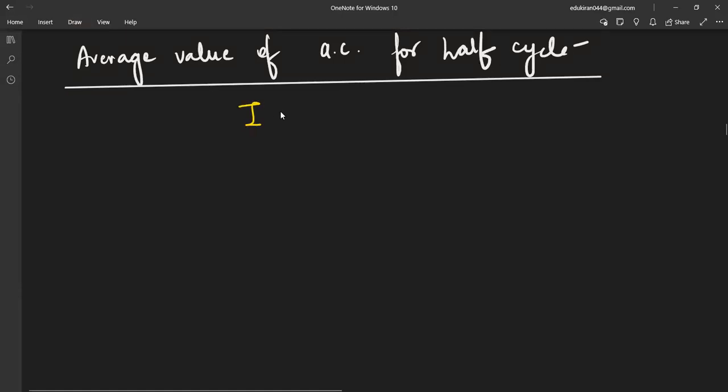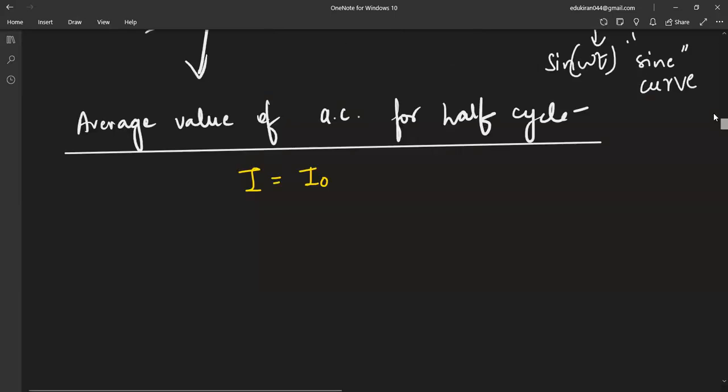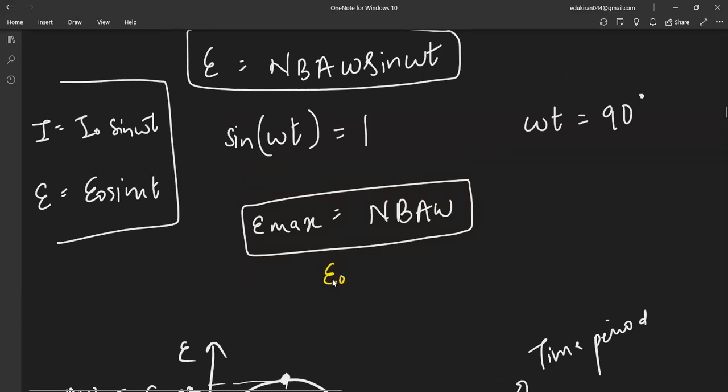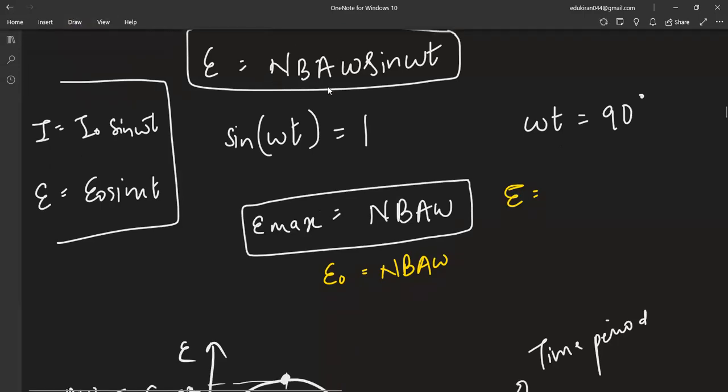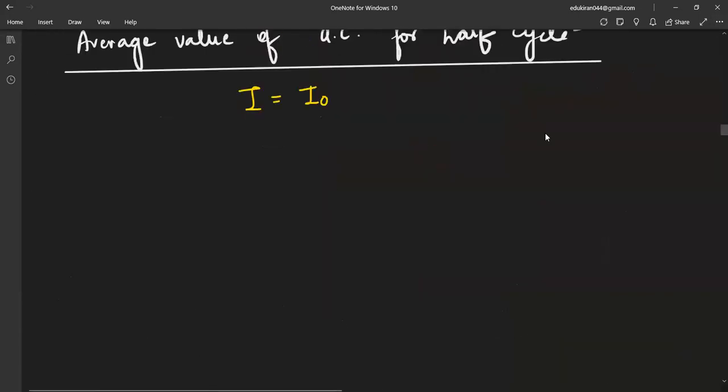See, the current's value is I naught. I naught is the peak value. See this value, E max. This can be written as E naught, peak value or maximum value, NBA omega. So that's why in the equation we can write E as E naught sine omega t. This entire term is E naught. So you can write this, replacing E max with E naught, as E naught sine omega t. And if E is this, you can write I also. I is equal to I naught sine omega t.